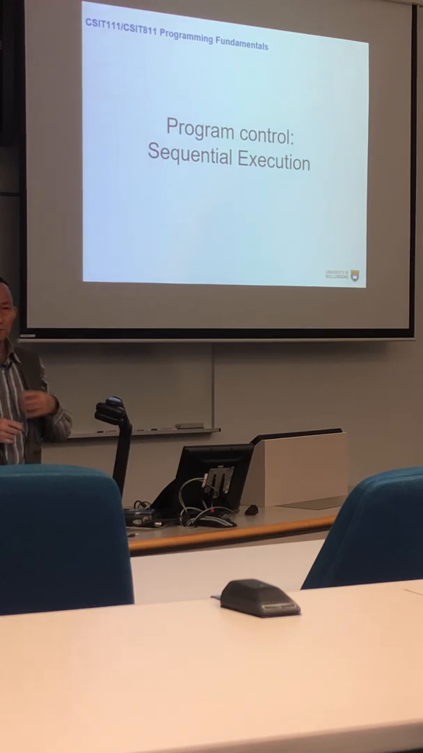There are 3 types of program control. Sequential execution, what we did so far. After that, we have the selection control structure. We also have the repetition control structure. So we will see a bit of each of them.